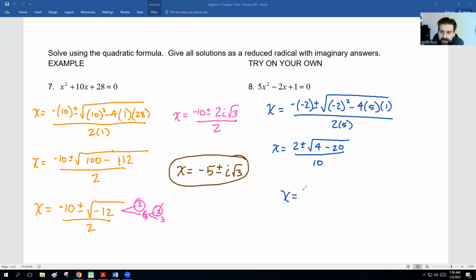All righty. So we get 2 plus or minus the square root of, that would be -16 over 10. All right, -16 is nice because that does break down perfectly. The square root of 16 is 4, so the square root of -16 is 4i. The only thing that we would have to do is reduce this. It's not going to come out super nice, but we can divide 2, 4, and 10 all by the same number. We can divide them all by 2. So we'd have 1 plus or minus 2i over 5.